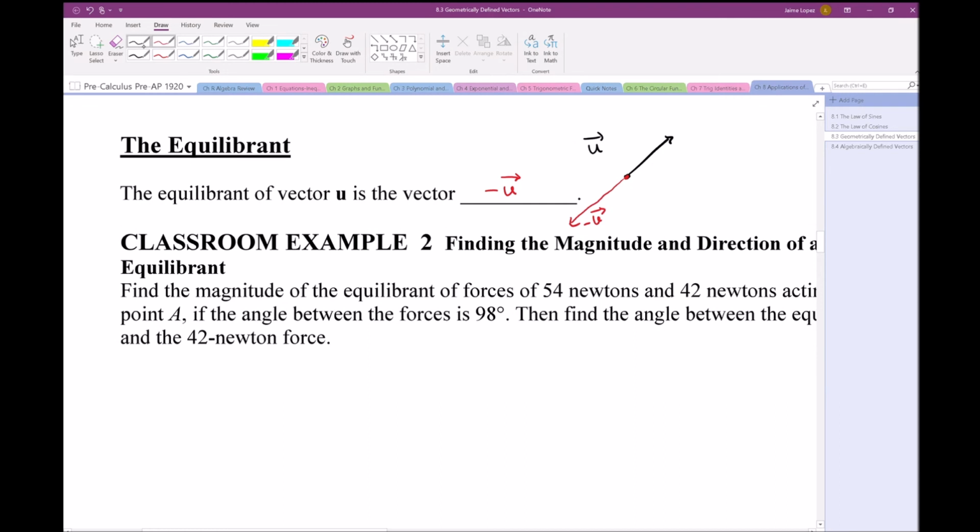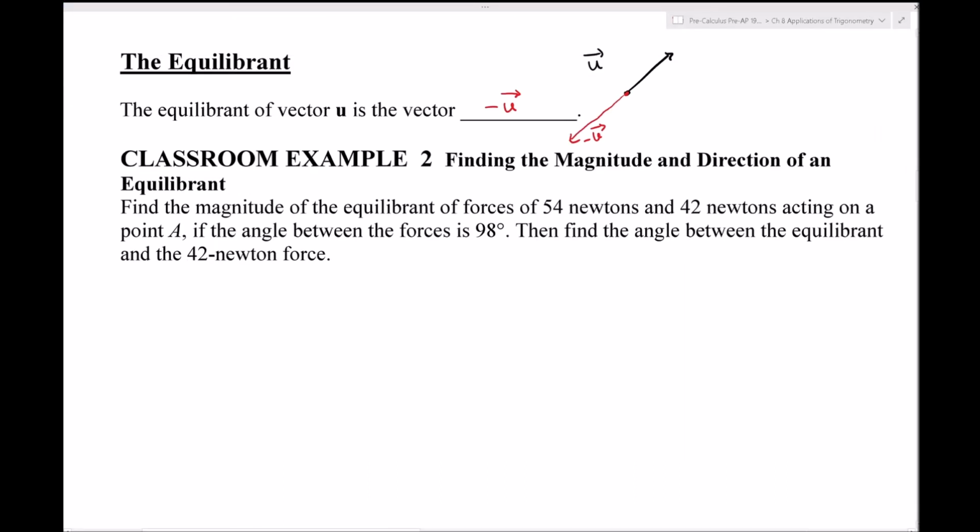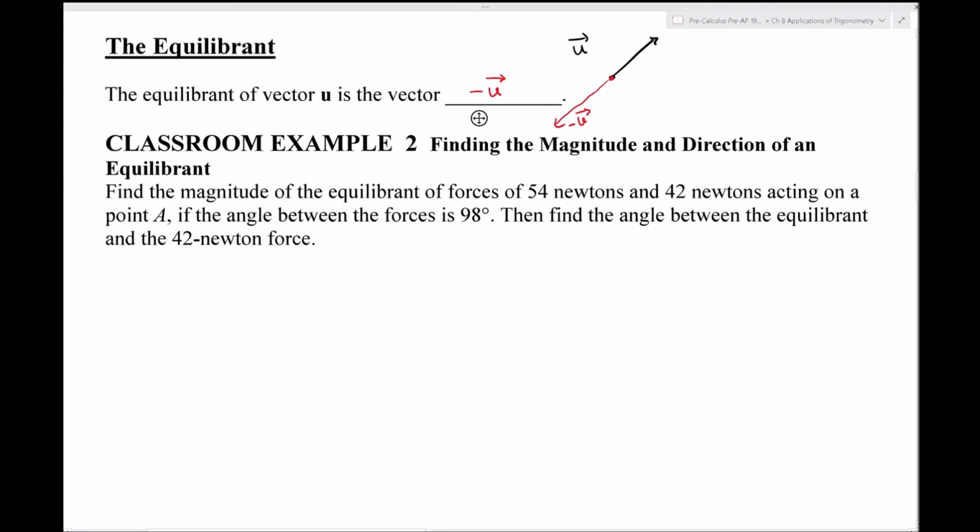So here's what we'll do. We'll look at number 2. For number 2, find the angle of the equilibriant of forces, 54 newtons and 42 newtons, acting on a point A. If the angle of the forces is 98 degrees, then find the angle between the equilibriant and the 42 newton force. So we will draw those two acting out of a point. Here I have a point, and they called it A. There are two forces, 54 newtons and 42 newtons, acting on it with an angle of 98 degrees between the two.